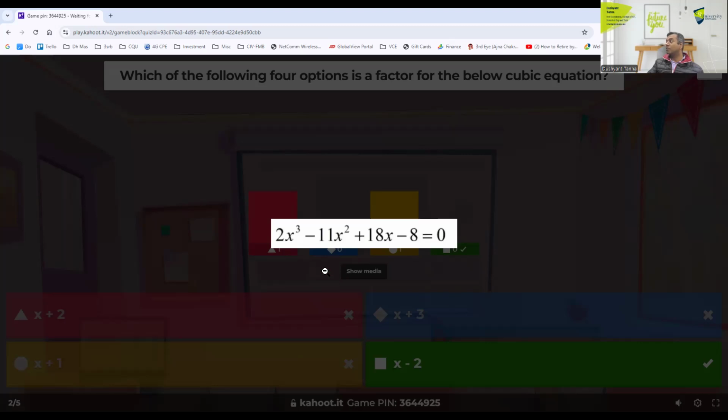Replace in this cubic equation x equal to 2. So that's like 8, 16 minus 44. 16 minus 44 is minus 28, plus 36. That's plus 8, minus 8, 0. Happy days. Calculator. Just saying. I have to look somewhere.